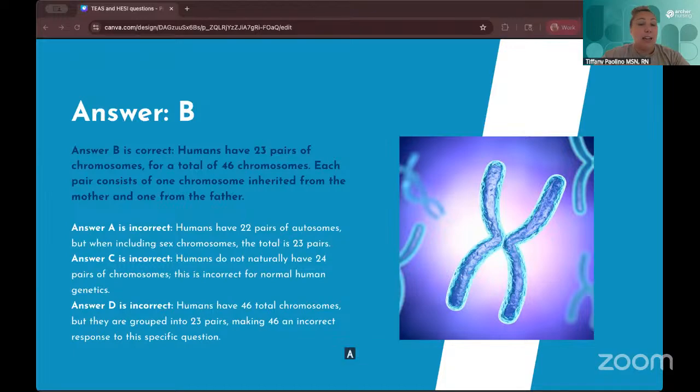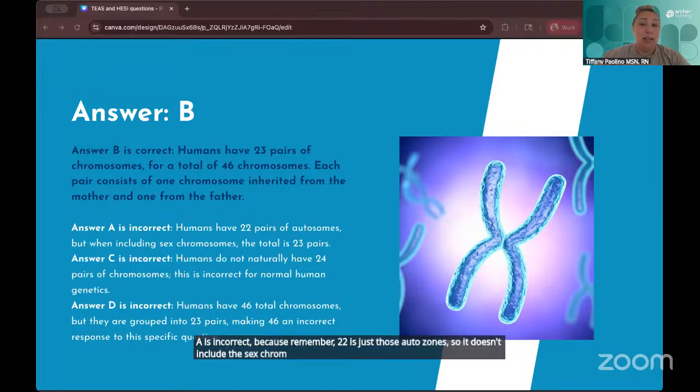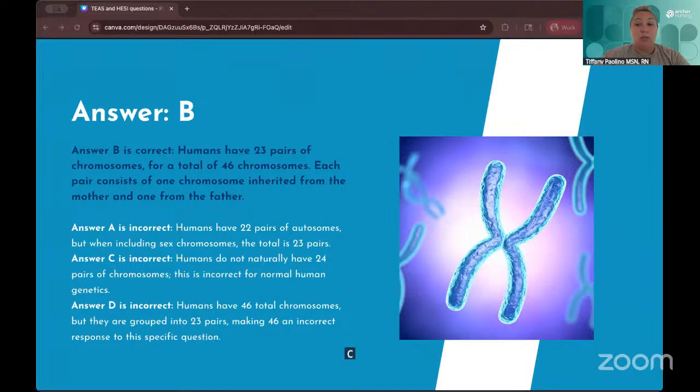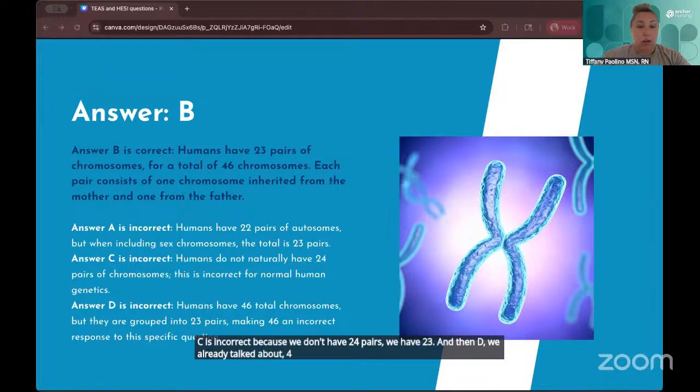A is incorrect because remember, 22 is just those autosomes, so it doesn't include the sex chromosomes. C is incorrect because we don't have 24 pairs, we have 23. And then D, we already talked about 46 is the total.